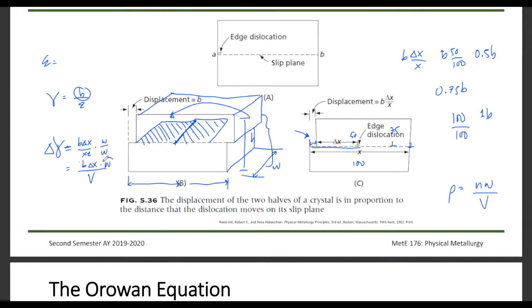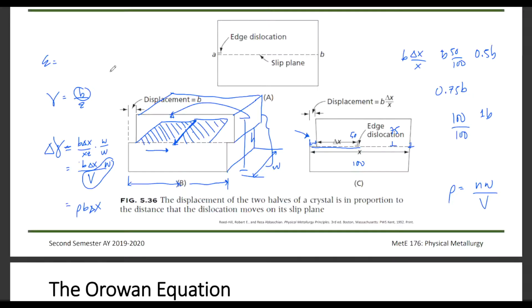And itong W over V, this is just our rho, no? So we can do rho B delta X. So rho, this is the length of the dislocation. So we are saying na in this particular case, one dislocation lang to. One dislocation moving in this direction. So this total length of this dislocation, and we are assuming parang straight lang siya na dislocation, no? An edge dislocation na siya. So we have the total length nito, which is just W over the total volume, is the dislocation density. So rho B delta X.